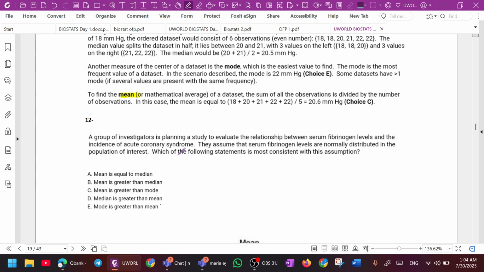They didn't even give you an explanation. That's the explanation right here. The normal distribution curve is bell-shaped, and here mean, median, mode are equal. If it is skewed, the mean is lower, the median is in the middle, and the mode will be higher. Okay. Next.